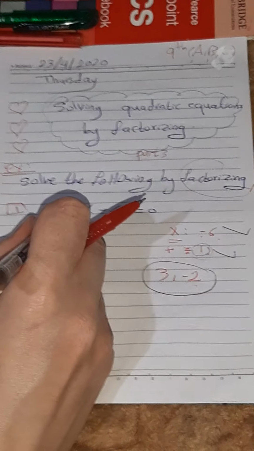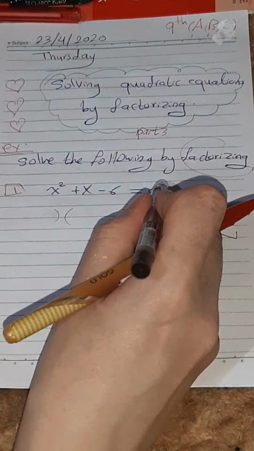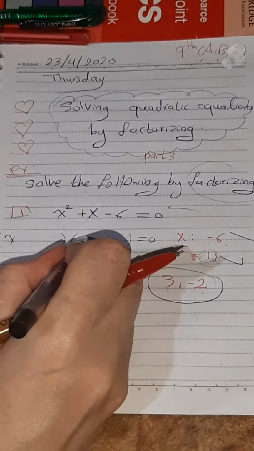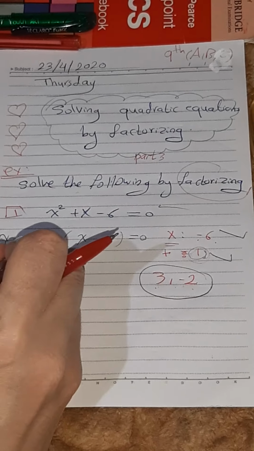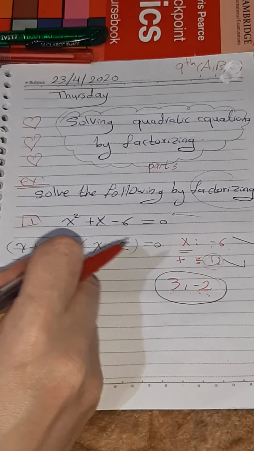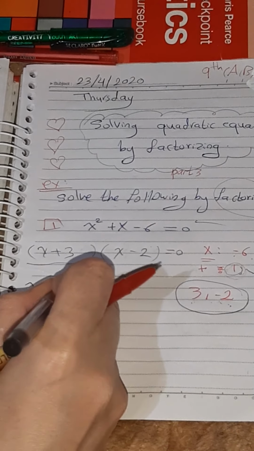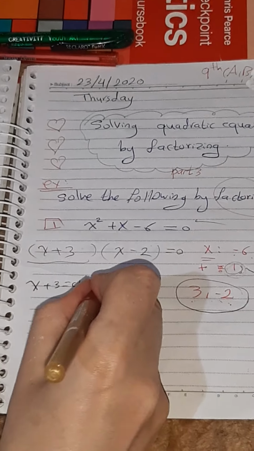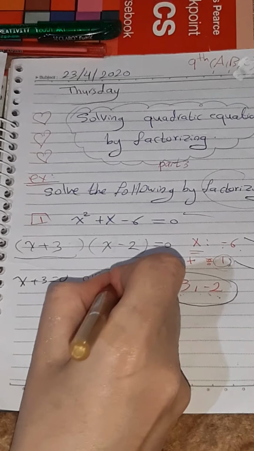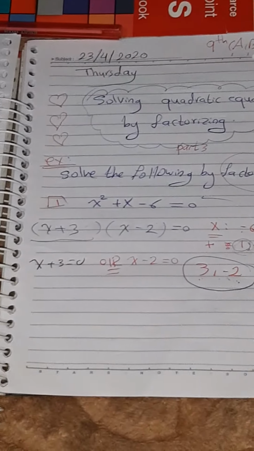Now open two brackets, equals 0. Of course this side is 0. Now x plus 3 and x minus 2. Now the first bracket equals 0, x plus 3 equals 0, or x minus 2 equals 0. Now solve these two linear equations.